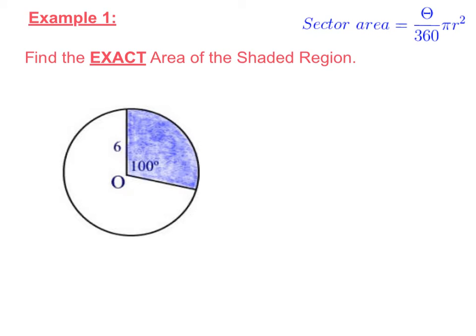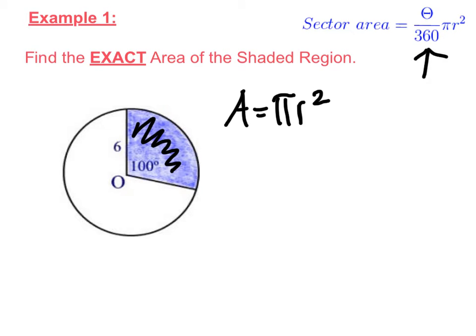So our first example, we'll be finding the exact area of the shaded region. In the past, you have worked with finding area of circles by using pi r squared. Well, now we're trying to find the area of a portion of the circle. Okay, and so the portion is usually shaded, which we have here, that's blue. Okay, and we're going to be using the formula up top.